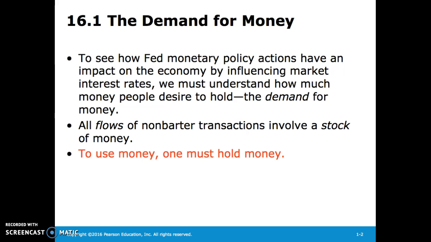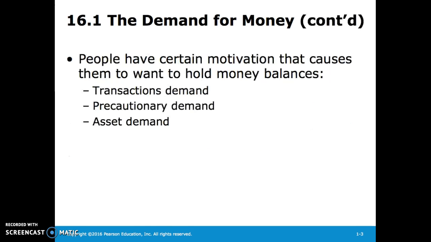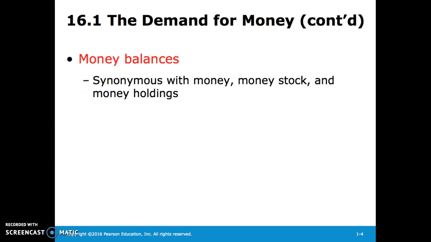All flows of non-barter transactions involve a stock of money. To use money, one must hold money. There are certain motivations that cause people to want to hold money balances. For instance, transactions demand, precautionary demand, and asset demand. Money balances are just synonymous with money, money stock, and money holdings.